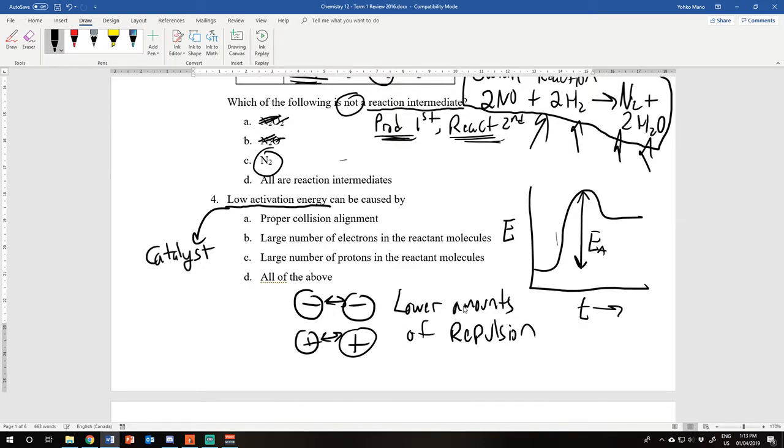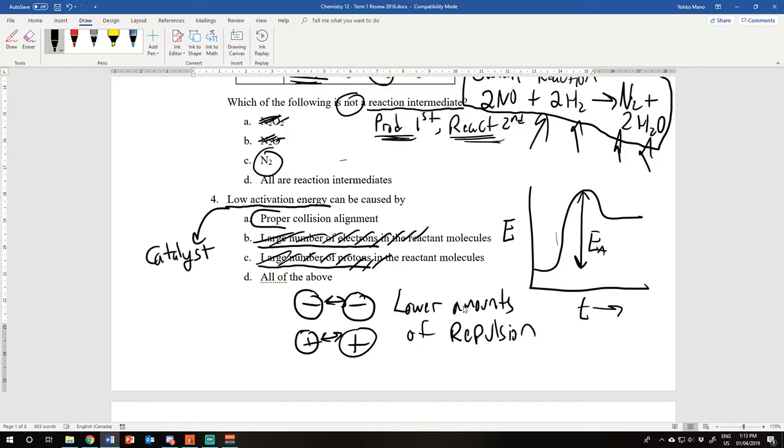Okay, so how can I achieve low amounts of repulsion? Well, this is probably not going to do it. If my reactant molecules have large amounts of electrons and large amounts of protons, what will the repulsion be like between those reactants? They will probably be also equally large, because electrons want to push away from electrons, protons want to push away from protons, so they kind of just want to push away from each other. So this is probably not these ones. Okay, probably not those ones.